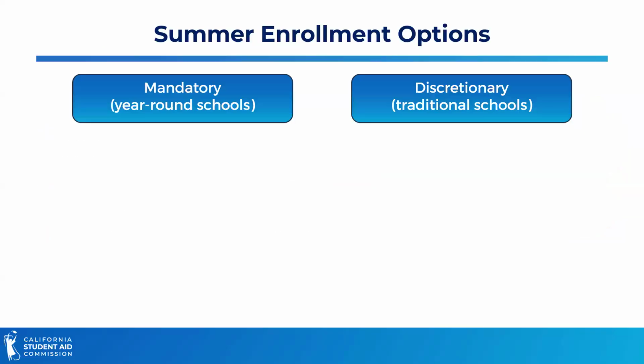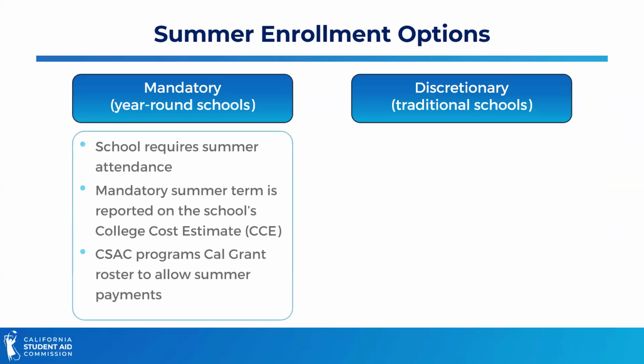Now, there are 2 summer enrollment options for Cal Grant, the first being mandatory summer enrollment. These are year-round schools, typically those structured in a way where the summer term is required as part of the degree program. Schools will let us know if their summer term is mandatory by indicating this on their college cost estimate form. Each school is required to submit this form every year, and they use the form to let us know if summer is mandatory.